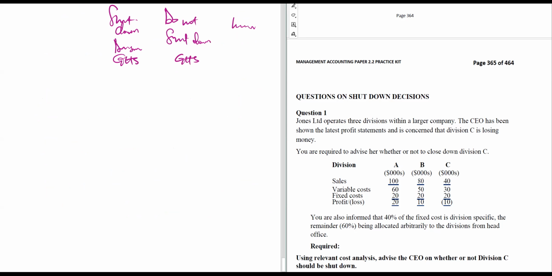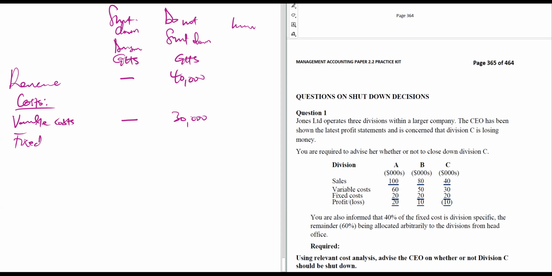So, straightforward. If we decide to shut down, are we going to earn revenue? No. If we don't shut down, we are getting revenue of 40,000. True or false? True, right? Let's go to our costs. See, this one is always easy. If we shut down, do we have any variable cost? No. If we don't shut down, we have variable cost of 30,000. Okay. Let's go to fixed costs.